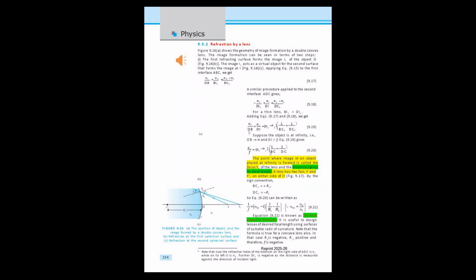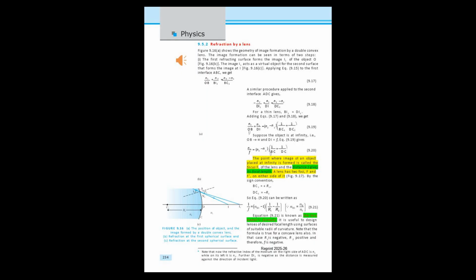Applying the equation 9.15 to the first interface ABC, we get n1 by OB plus n2 by DI1 equal to n2 minus n1 by DC1. A similar procedure applied to the second interface ADC gives minus n2 by DI1 plus n1 by DI equal to n2 minus n1 by DC2. For a thin lens, DI1 equal to BI1. Adding the equations 9.17 and 9.18, we get n1 by OB plus n1 by DI equal to n2 minus n1 into 1 by DC1 plus 1 by DC2.